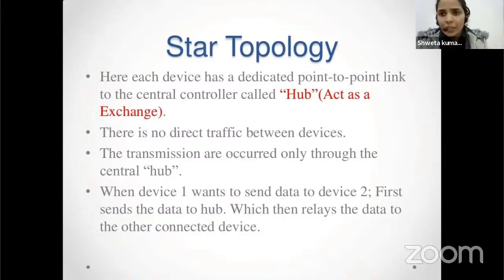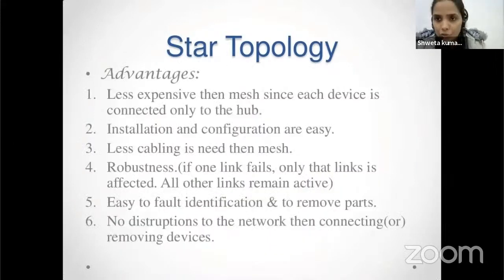If I want to communicate through a star topology, first I have to send my data to the hub. Then the centralized hub will send the data to the respective destination. What are the advantages of the star topology? Less expensive than mesh topology, since each device is connected only to a hub. Installation and configuration are easy in this star topology. Less cabling is needed than mesh. Robustness: if one link fails, only that link is affected, all other links remain active.